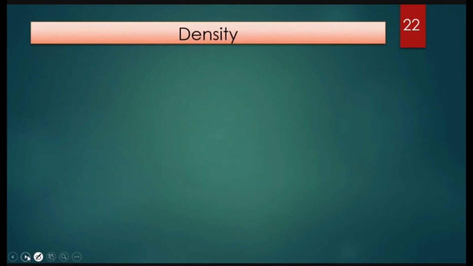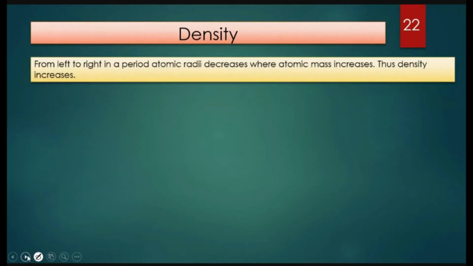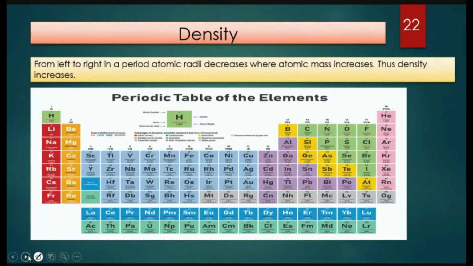Density. How do you define density? It is mass by volume, right? Here, from left to right in the periodic table, the atomic radii decreases where atomic mass increases. See, in any period, when you move from left to right, what happens to the atomic radii? Actually, it decreases. So when atomic radii get decreased, that leads to the increase in the atomic mass.